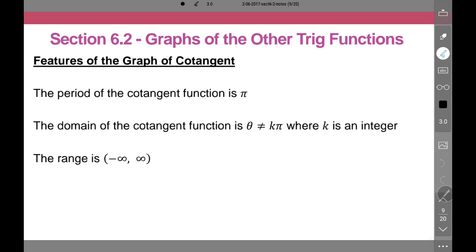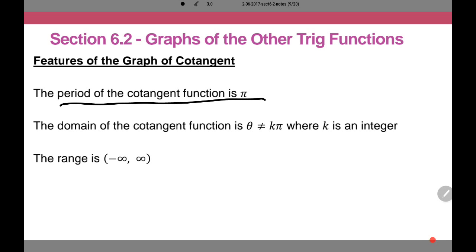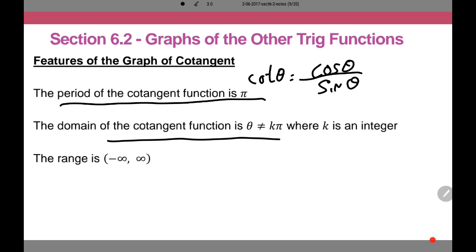And we've also got the cotangent function. So as you would expect, the cotangent function has the same period as the tangent function, but the domain is a little different because instead of cosine on the bottom, I now have sine on the bottom. So the cotangent is cosine over sine. So the domain is going to be where sine is equal to 0. Sine is equal to 0 at all values of pi. So 0, pi, 2 pi, 3 pi, 4 pi, so on and so forth. So that's where k comes in. And again, just like tangent, my range is from negative infinity to positive infinity.